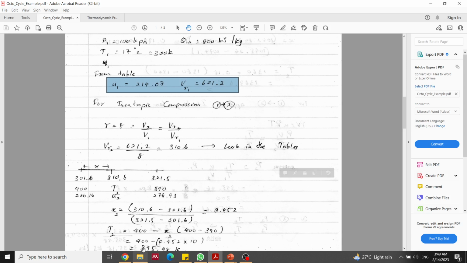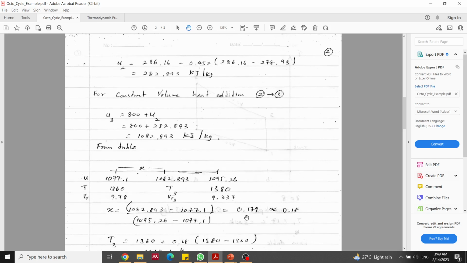So after doing the calculation, the temperature is 395.48, and the internal energy is 282.893. So now we are okay with U2 and T2. Then we can apply the constant volume heat addition process from 2 to 3. It is given that constant volume heat addition is 800 kilojoule per kilogram. Therefore we can straight away find U3 equal to 800 plus U2.